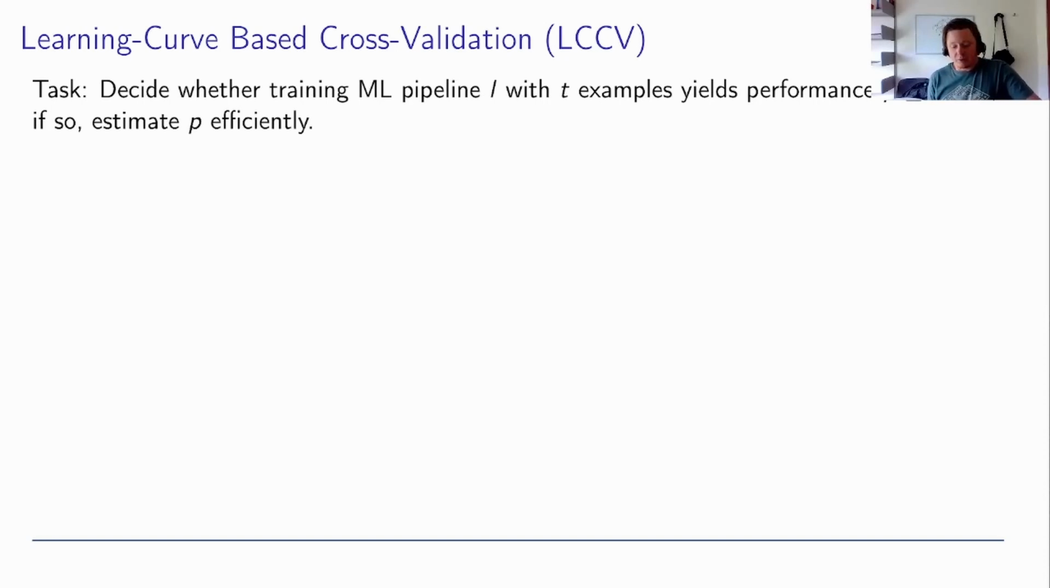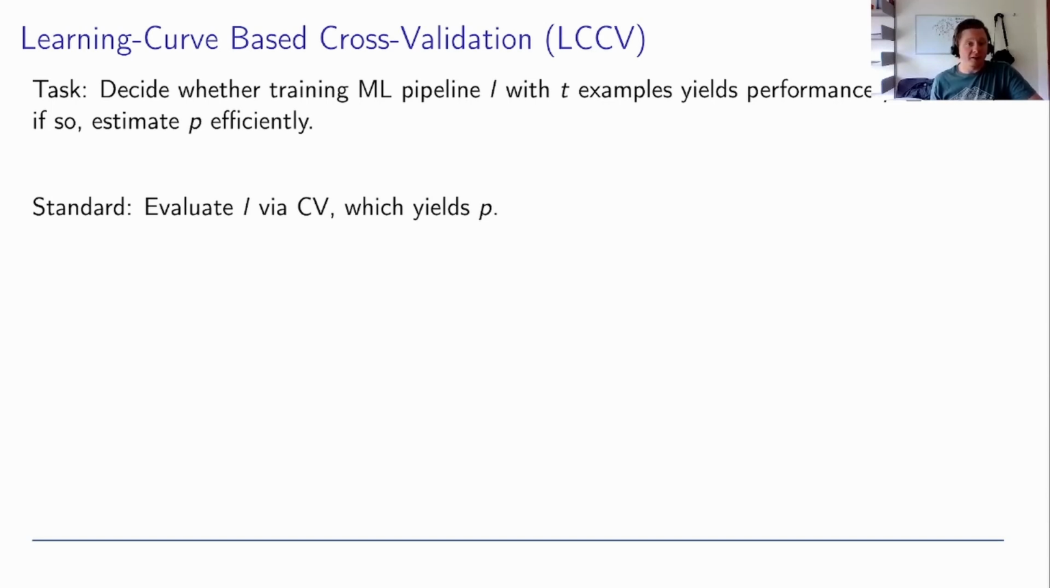In this case, we are only interested in the exact performance of the pipeline if it is competitive. And in that case, we want to estimate this performance P efficiently. If the pipeline is not competitive, we can just say that it's not competitive and we don't know the exact performance, but it's not relevant. So what you typically could do would be to use cross-validation. For each pipeline, you just do a 5-fold cross-validation, and in this way you estimate the performance P of the pipeline. However, this approach is potentially really slow.